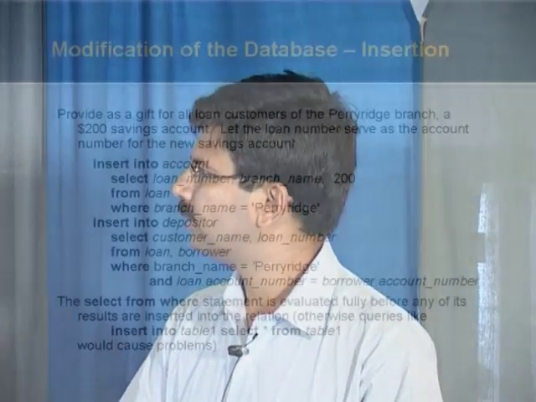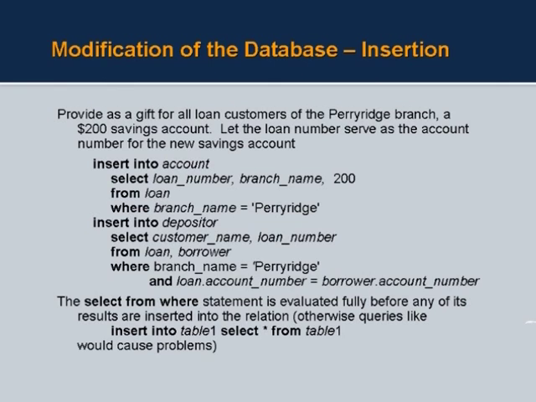And again, the select clause here is evaluated fully before anything is inserted into the relation. Why does that matter? Because you are allowed to do something like this. Insert into table 1, select star from table 1. What does this do? If you kept running the select on the fly, then you insert a tuple, it appears in there, gets inserted again, and you'll get into an infinite loop. So here again, you compute this query completely, get the result, and only after that you start the insertion process.